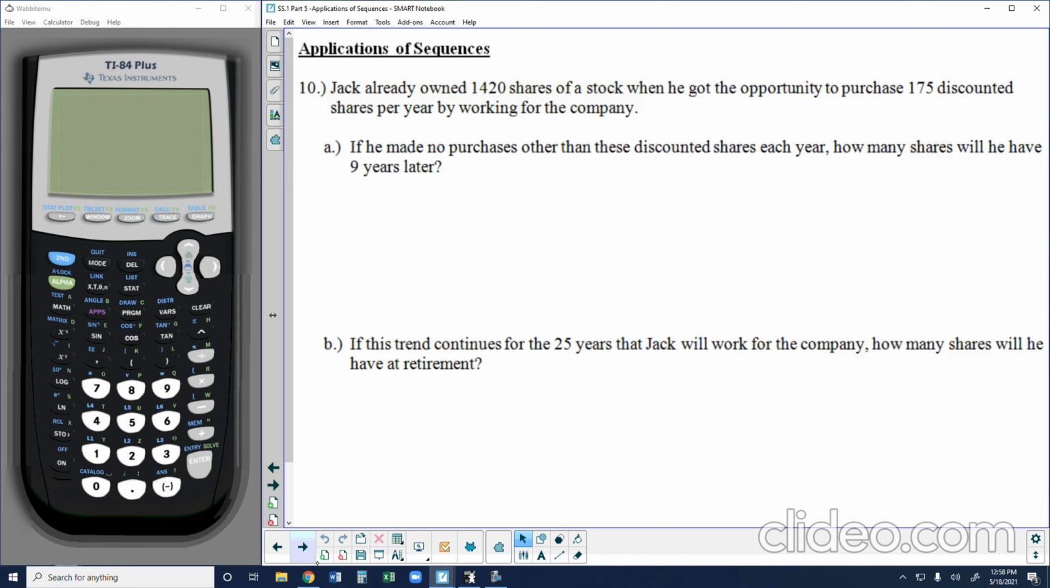Well, first we need to figure out a sequence for this. And so basically what we can do here is we can give this first number a term. We can say this is A sub 0. This is where he's starting. And every year he's going to add 175 shares. So we can kind of write a sequence or an explicit form for a sequence by starting with 1,420 shares and every year adding 175.